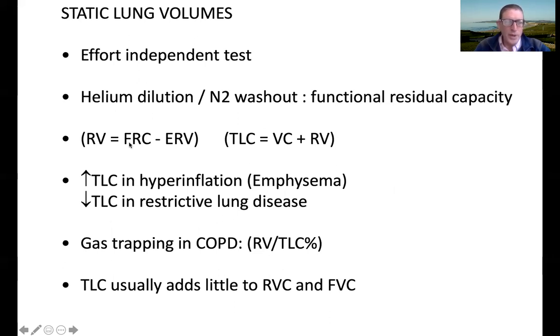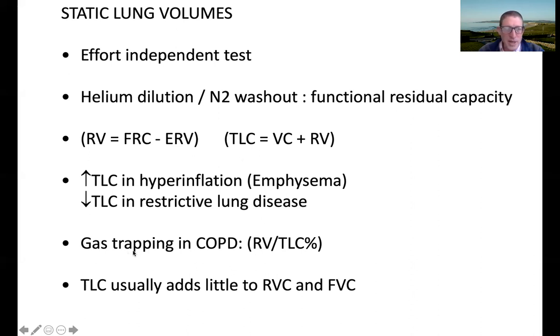And if you know the functional residual capacity, you can calculate the residual volume. And if you know the vital capacity and you add the residual volume, you can measure the total lung capacity. To be honest, we don't tend to do these tests very much in clinic, probably less than 5% of patients. You can get an increase in total lung capacity if you're hyperinflated from gas trapping with emphysema, or a reduction in total lung capacity if you've got restrictive lung disease.